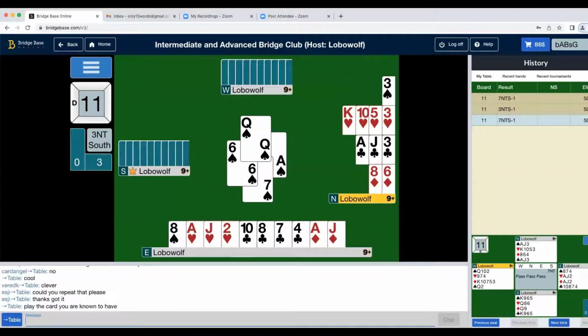Yeah, so a lot of the false card situations, not all of them, but a lot of them do come under the heading of play the card you're known to have. It's not really a false card per se, but it's an unnecessarily high card. But it's a matter of recognizing a situation where keeping that high card isn't going to help you.